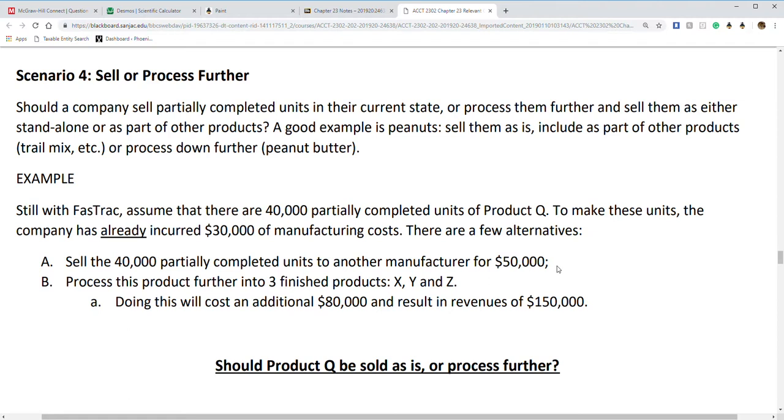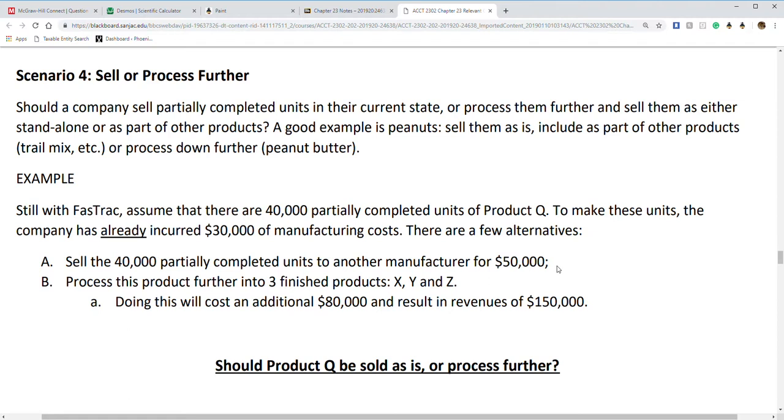So usually the book likes this example, and this is a good example. I would even say this, even though the book is saying good example, is peanuts. We sell them as is. We can include them as part of other products like 12 mix, or we can process down further, make peanut butter. Peanut butter, yeah. So peanuts are like a good one to sell and process further. But again, we're going to show fast track.